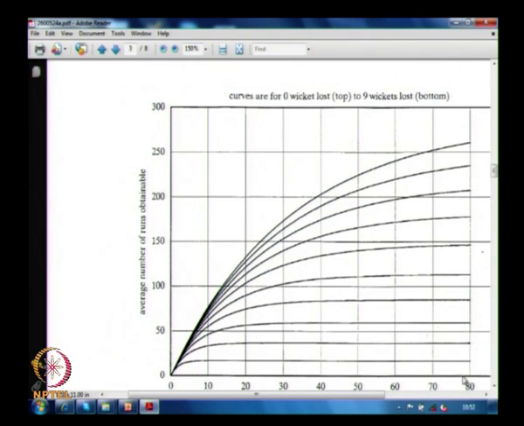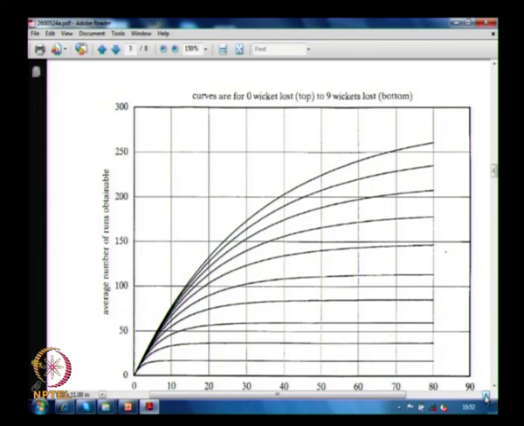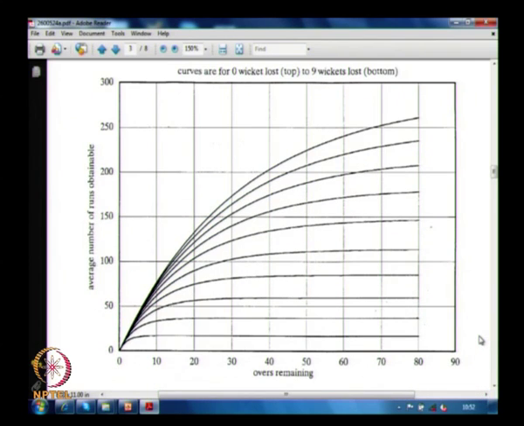So the number of runs which a team can score, average number of runs attainable, is basically a function of two variables, the overs remaining and the wickets in hand. So in a 50 over match, if you have 30 overs left, if you have 9 wickets left, so therefore 0 wickets lost is the top and all the wickets lost is a trivial solution. So it goes exponentially like this. So the resources are two resources, the wickets and the number of overs.